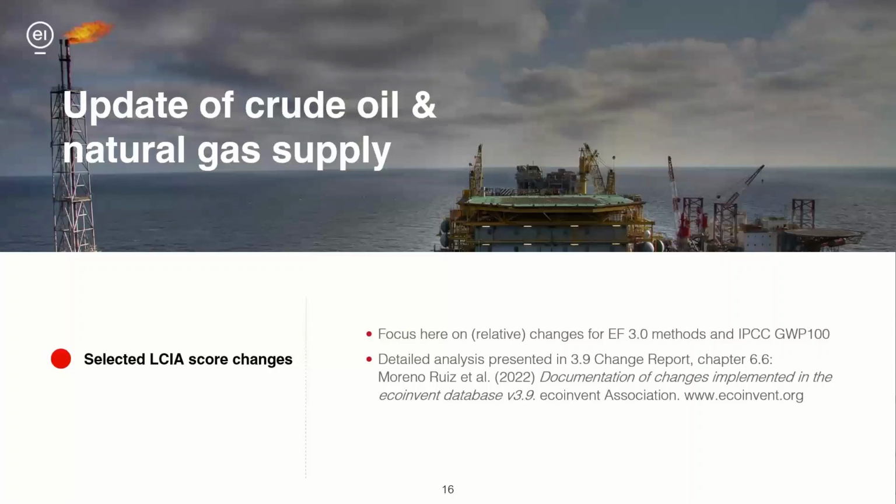So, given that the supply of oil and gas affects virtually all other sectors in the database to some extent, we would here just like to share a little bit about how the LCIA results have changed with this update. And the focus in this webinar is placed on the relative changes for the EF recommended methods, and more specifically also on the global warming potential, 100-year. And a more detailed analysis is available in chapter 6.6 of the change report as well.